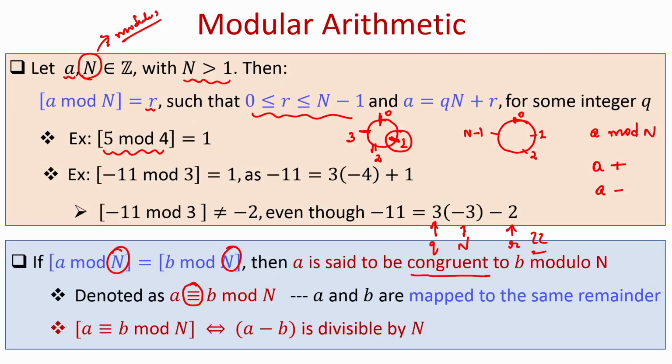It is very easy to verify that a is congruent to b modulo n if and only if a minus b is completely divisible by n. It is a very simple exercise, and I am leaving that for you. So, we will use multiple definitions of a congruent to b modulo n. We can use this definition, or we can also use the fact that a congruent to b modulo n means a minus b is completely divisible by n.